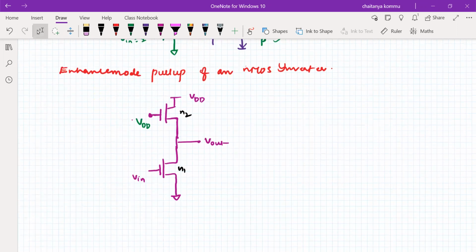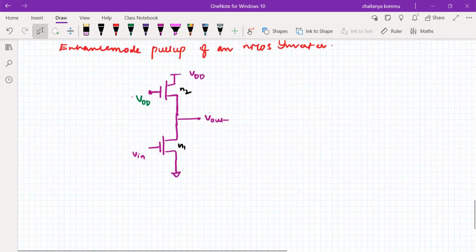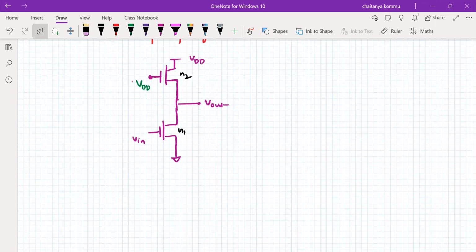So here also the operation is the same. What is the operation that we can see here? The operation is when Vin is equal to 0, everybody knows that. What is happening here? What is the condition of N1? N1 and N2 are both on, yes.